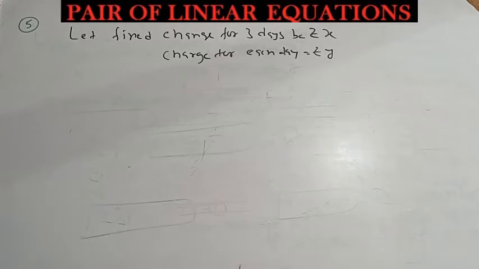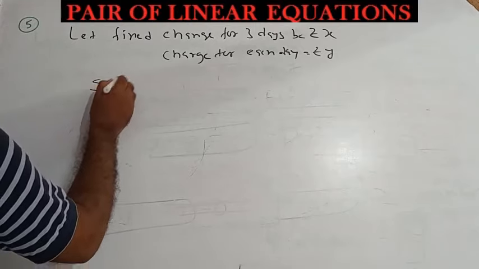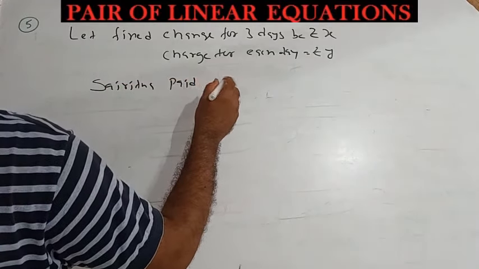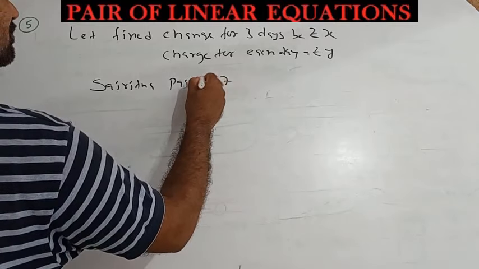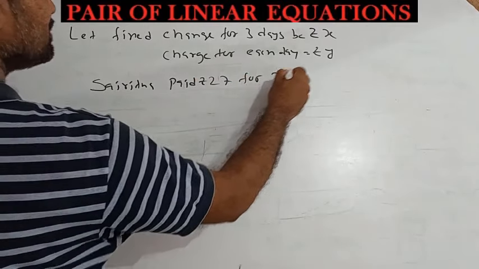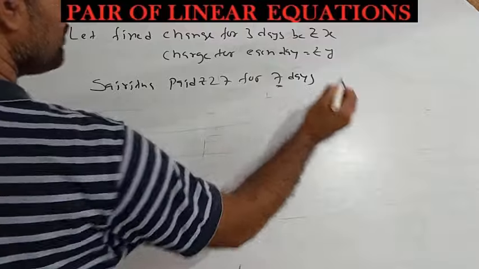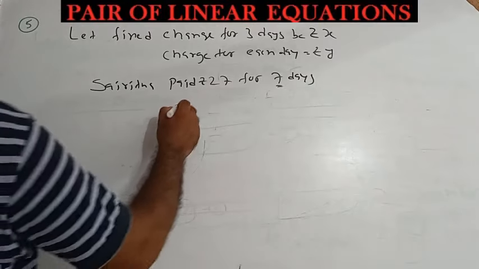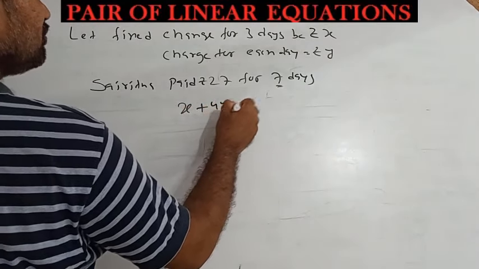Sarita paid rupees 27 for a book kept for 7 days. Sarita paid how many rupees? 27 rupees. For how many days? 7 days. In these 7 days, 3 days is the fixed charge x rupees. For the remaining 4 days, we need to pay y rupees every day. 4 days, 4y. x plus 4y equal to 27.